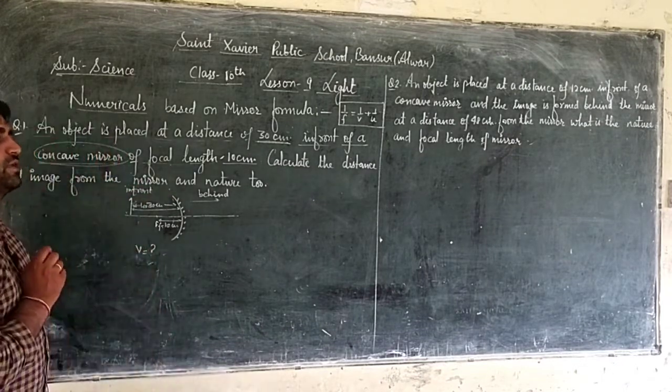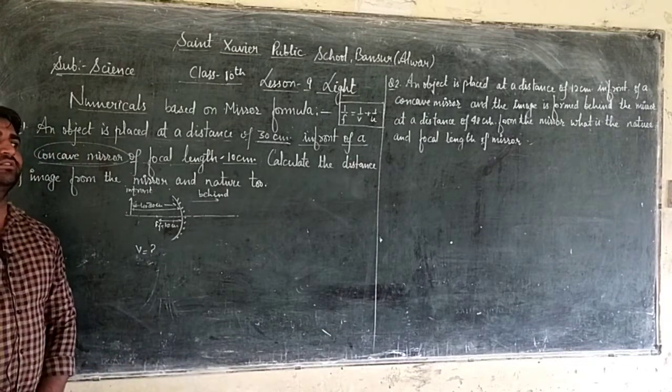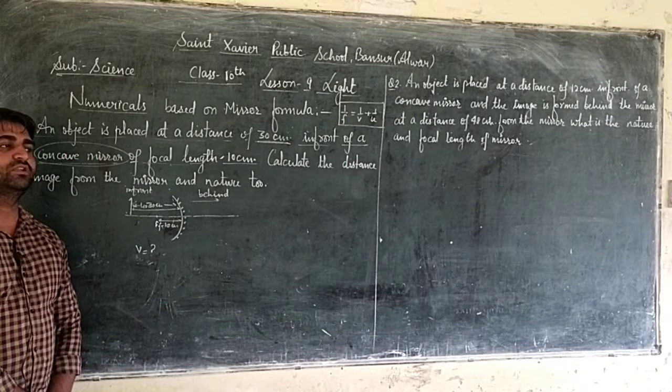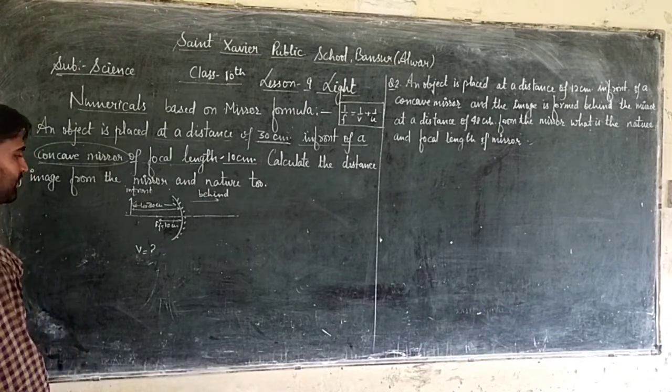Rest of the things, calculate the image distance from the mirror and the nature too. And nature also we have to tell, meaning in nature we will tell whether the image is erect, virtual, upright, like this way we will have to tell.